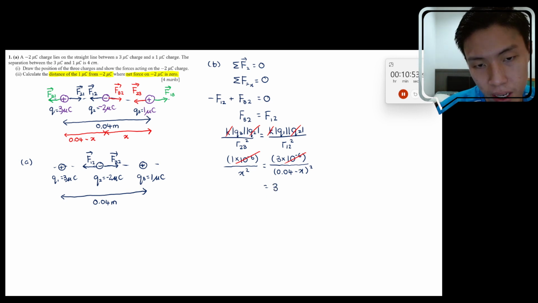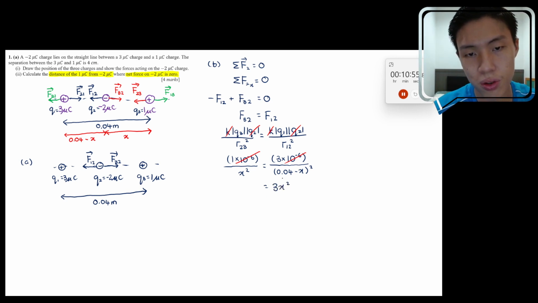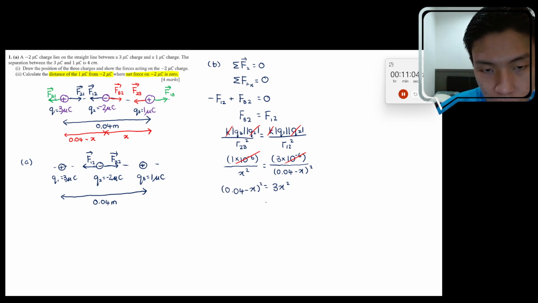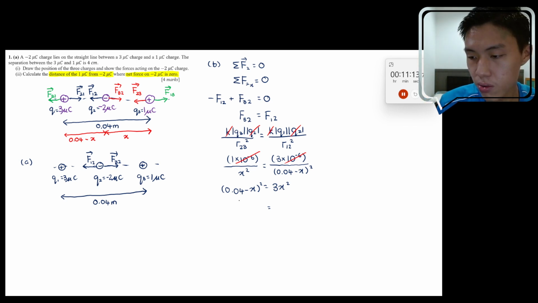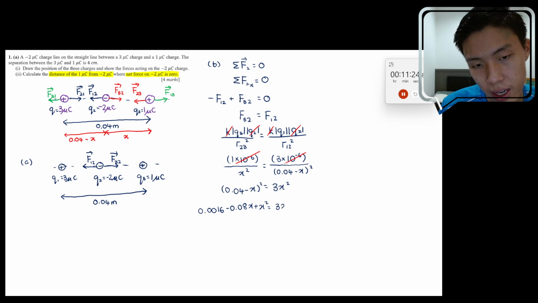Okay, cross multiply this equation. You get 3x squared on this side, and 0.04 minus x squared on this side. Okay, continue, you can open it up. 0.0016 minus 0.08x plus x squared is equal to 3x squared.